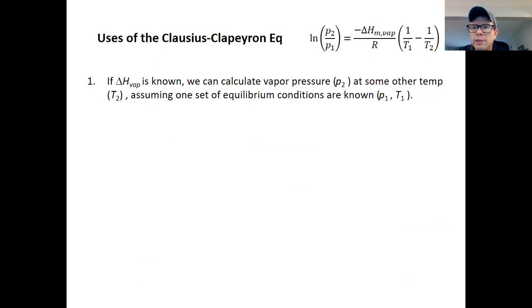There are two important uses of the Clausius-Clapeyron equation. So here's the first idea. If I know delta H vap, if I know what this quantity is, I can calculate the vapor pressure at some other temperature, assuming I know one set of equilibrium conditions.